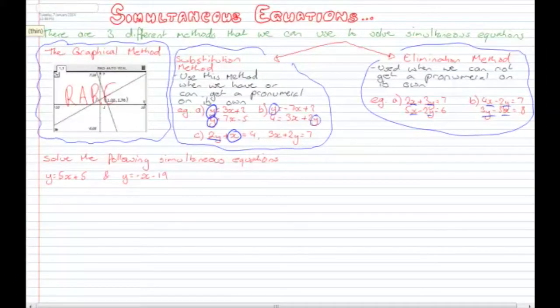That's right guys, you guessed it. It's now your turn to solve the following simultaneous equations, that is y equals 5x plus 5 and y equals negative x minus 19. Remember to press pause, and then once you've done it, press play again to check your solutions against mine.